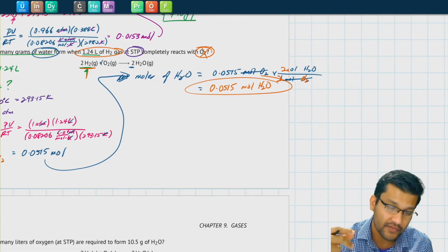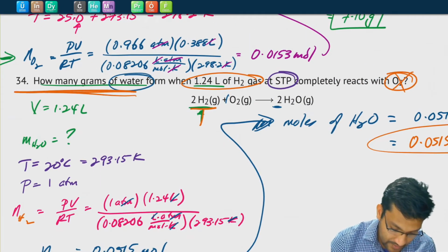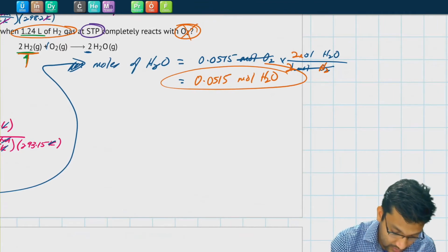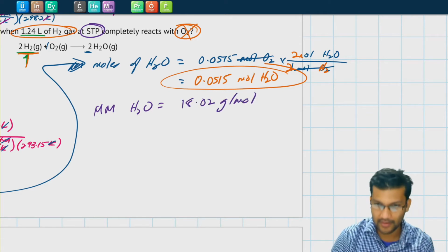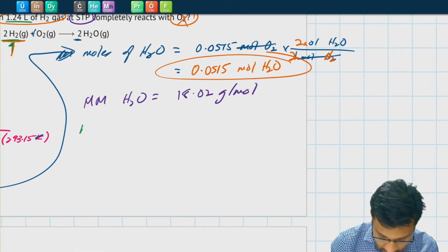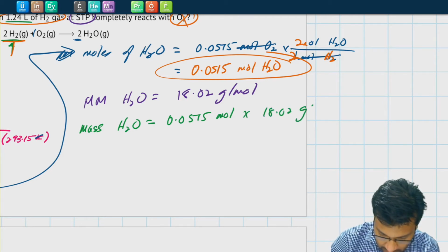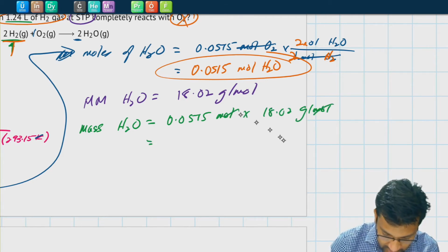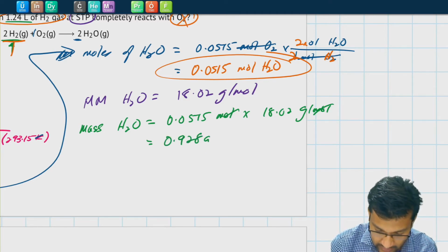Okay, so now we have the number of moles of water. We can find what they're asking us for, which is the mass of water. Before we do that, we need the molar mass of water, which I've used so many times. I can tell you it's 18.02 grams per mole, but if you didn't know, you know how to find it, right? So the mass of water will be the number of moles times the molar mass. The moles cancel out, and this should give us 0.928 grams.